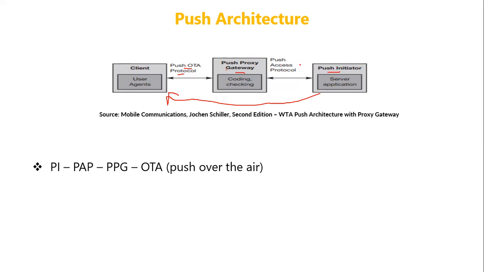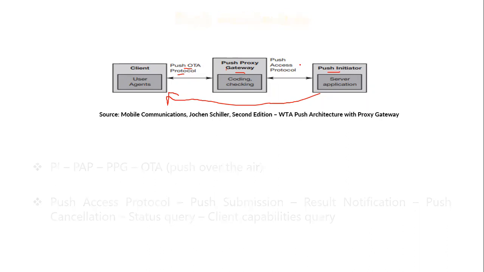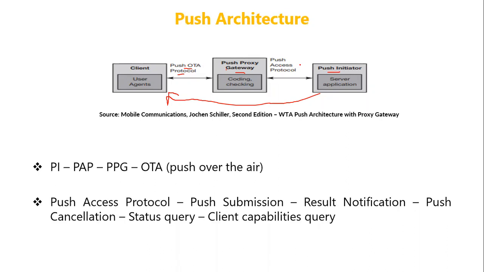So this is the brief introduction about push architecture. Now let us see the push access protocol. The push access protocol, PAP, transfers content from PI to PPG. Although PAP was developed independently from the underlying transport service, PAP over HTTP is the first implementation. HTTP post messages are used for transmission.